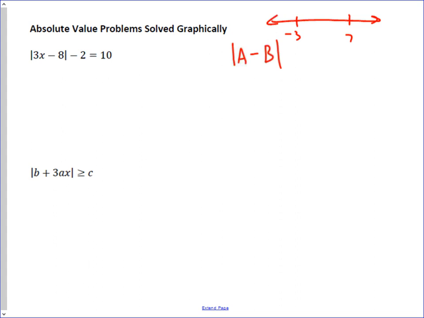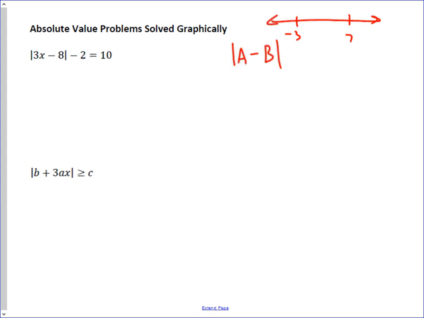But if not, the distance between those is going to be either -3 minus 7, absolute value, which would be 10, or 7 minus -3, which would be 10, also from the absolute value. So the absolute value of a minus b is always the distance between 2 points. So here's what we do.